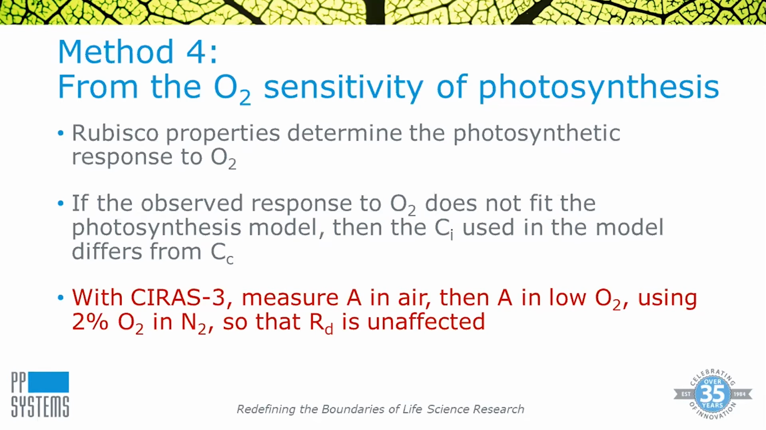So with the CIRAS-3, we measure assimilation rate in air, then measure it again in low oxygen, ideally using 2% oxygen in nitrogen. The reason for using 2% is so that the rate of dark respiration is not affected by that change in oxygen, since respiration is saturated at about 1% oxygen. So we use 2% just to be sure. Make two measurements of assimilation rate at whatever CO2 we want, measure it in air, and then measure it in low oxygen.